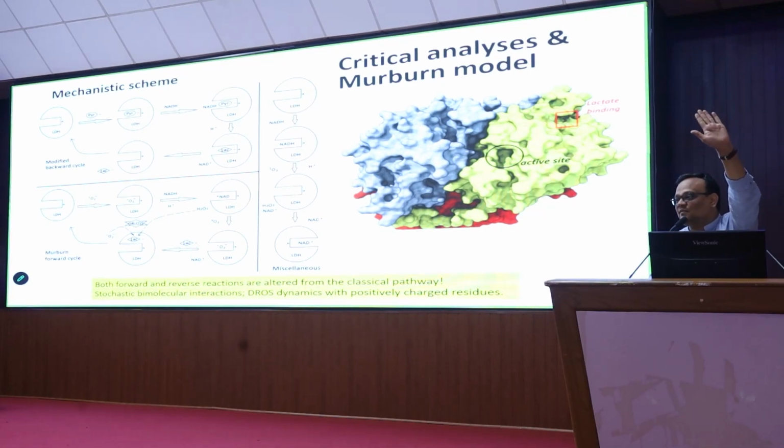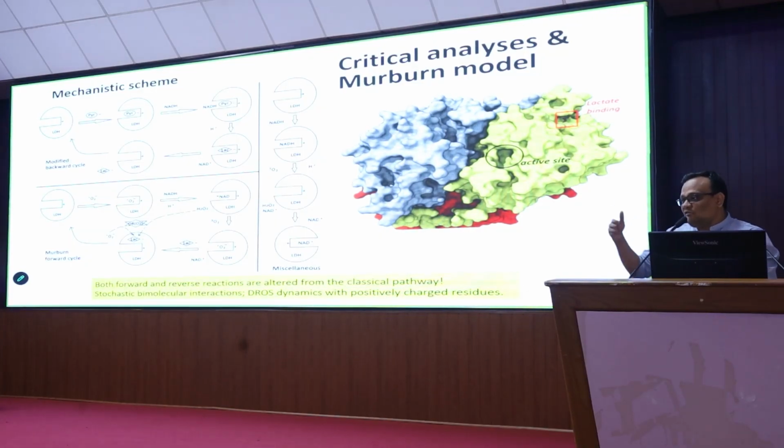LDH is merely facilitating that by stabilizing the ROS. And ROS can have a more prolonged lifetime. That is why we can say that LDH can be called a Murzan.